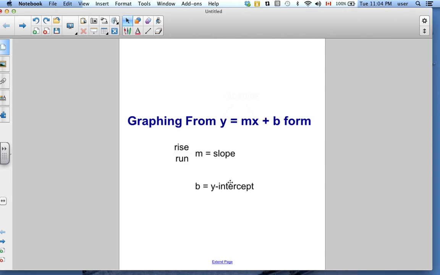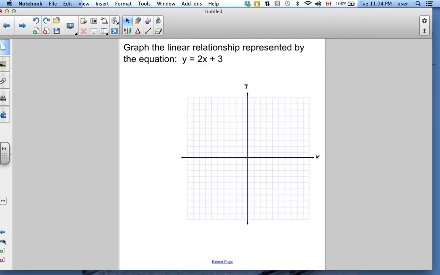Our m and our b are typically things that you're given in an equation. Our y and our x are things that you can find. They're letters called variables. You could be given your y and solve for your x, or you could be given your x and solve for your y. So we're going to move to an example here.